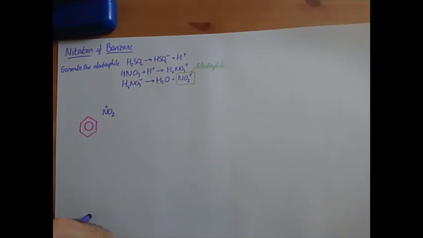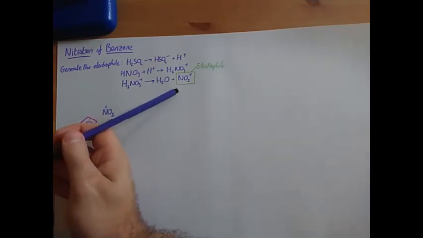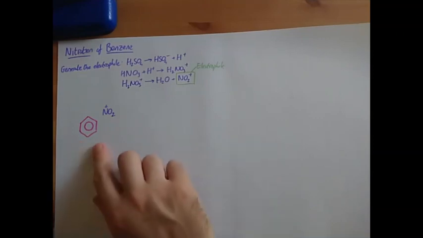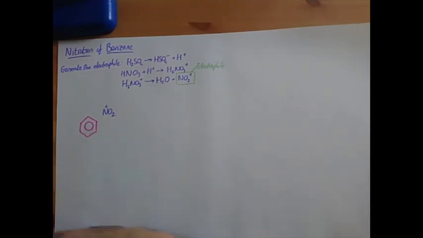The H2NO3 plus ion is going to decompose, sorry, it's going to produce water, H2O, and NO2 plus, which is going to be our electrophile. So it's an electrophile because it's got a positive charge. It's going to be attracted to something negative. Now, here we've got our benzene ring and our NO2 plus. I put the plus on the nitrogen because that's what actually has the plus charge.